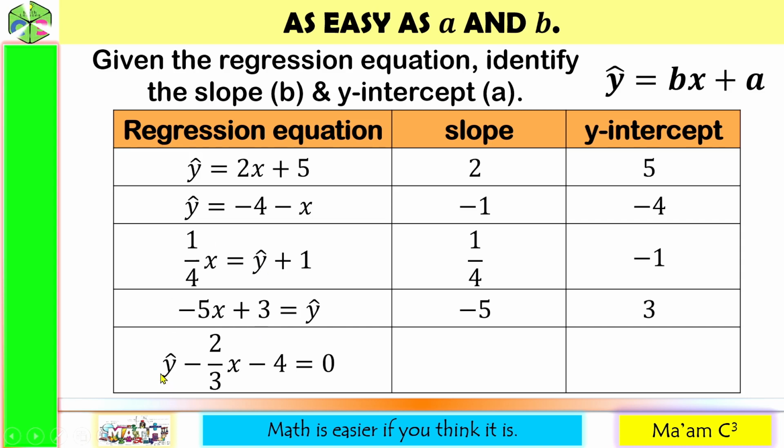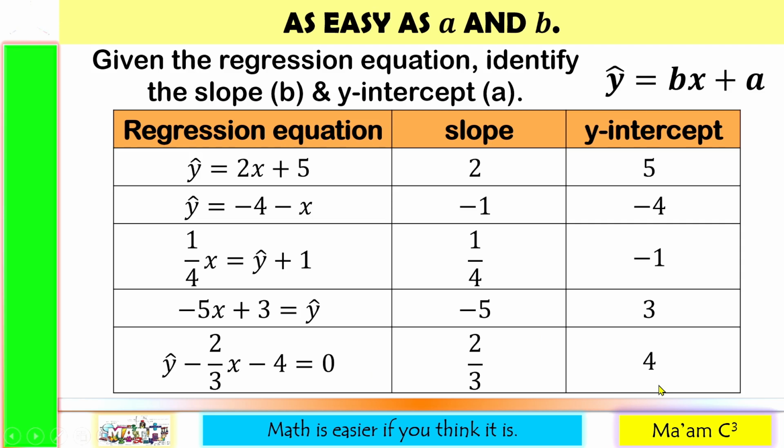Last one, y hat minus 2/3 of x minus 4 is equal to 0. Since y hat is not isolated here, we are going to move negative 2/3 of x to the other side, as well as negative 4. In that case, y hat will be isolated on this side. Since we move negative 2/3 of x to the other side, it will become positive 2/3 of x. So our slope is 2/3. And since we are going to move negative 4 also to the other side, our y-intercept is positive 4.